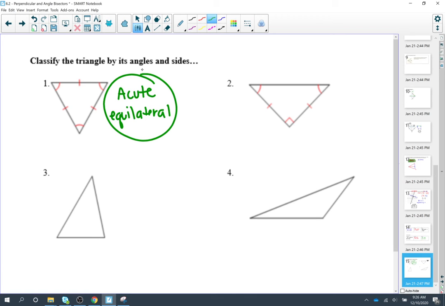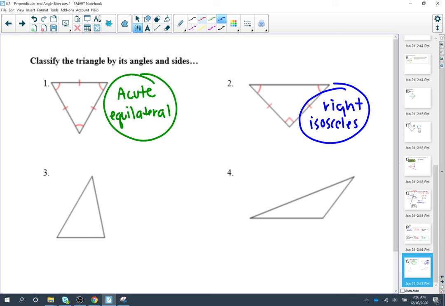triangle. That would be its official name. Okay, number two. First thing I'm looking at, it has a right angle. So this is a right triangle. Then I'm looking and I'm saying, okay, well, this side and this side are the same. I don't know about this side. So that is, if two sides are the same, isosceles. So this is a right isosceles triangle.